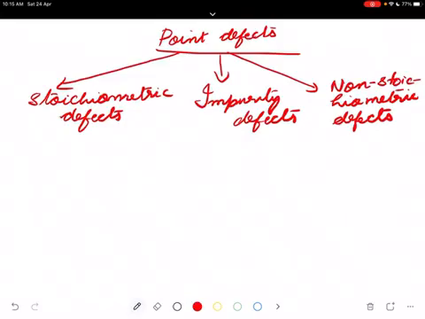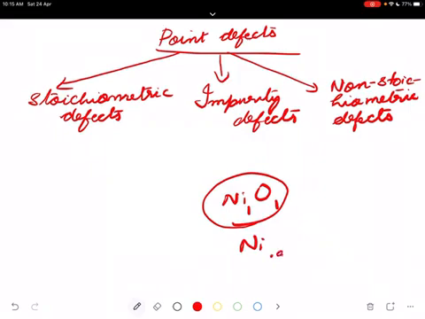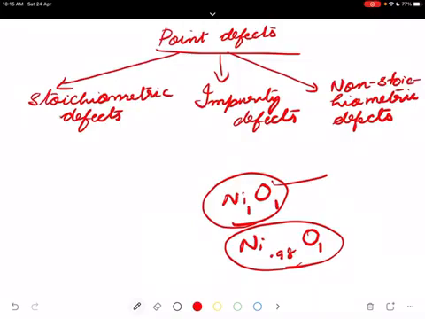Stoichiometric defects means stoichiometry is maintained. For example, NiO. In this Ni1O1, this is in stoichiometry. But in a case like Ni0.98O1, there is no stoichiometry. In this case, for 1 O, there should be 1 Ni, but 1 Ni is not there. Here we say non-stoichiometric, means stoichiometry is lost.